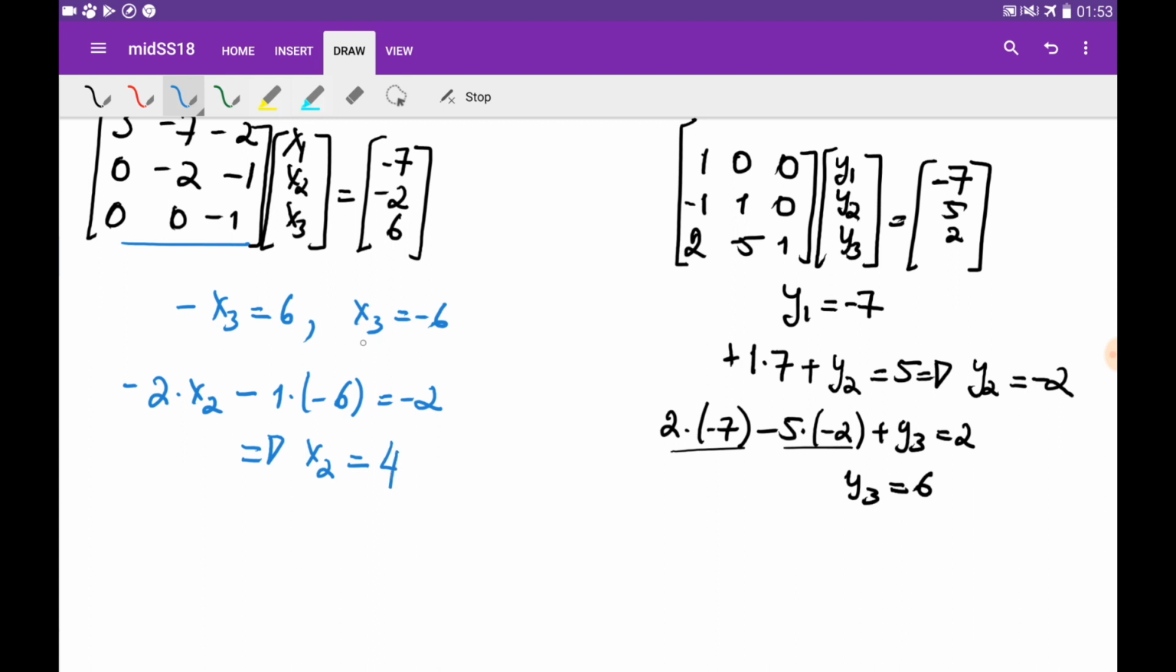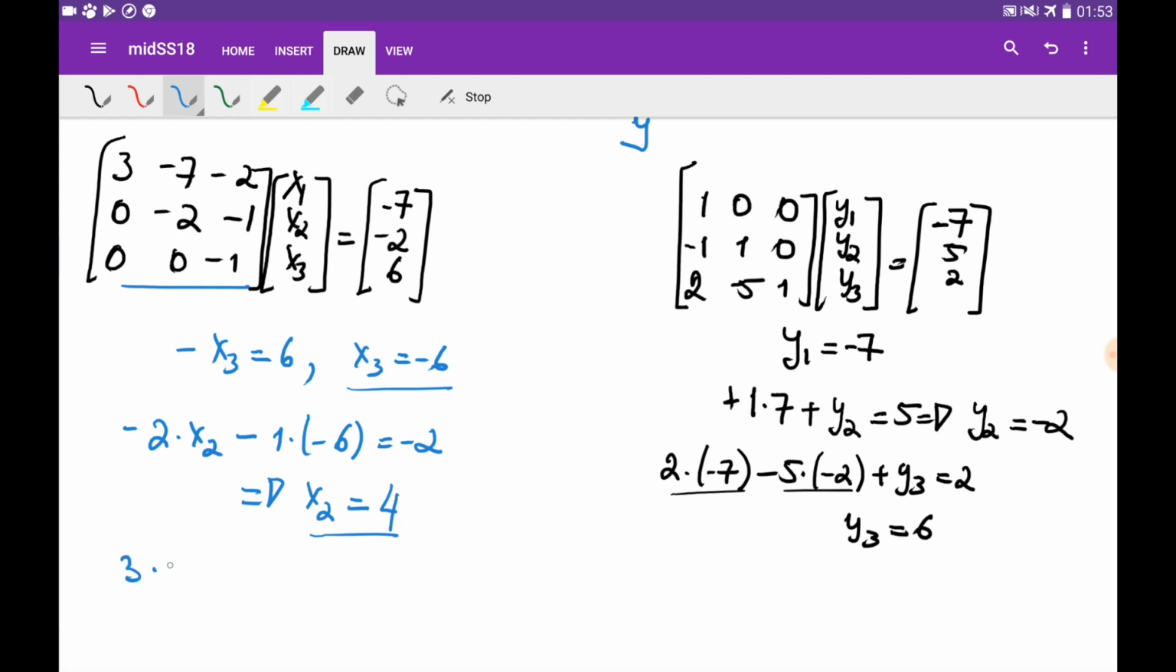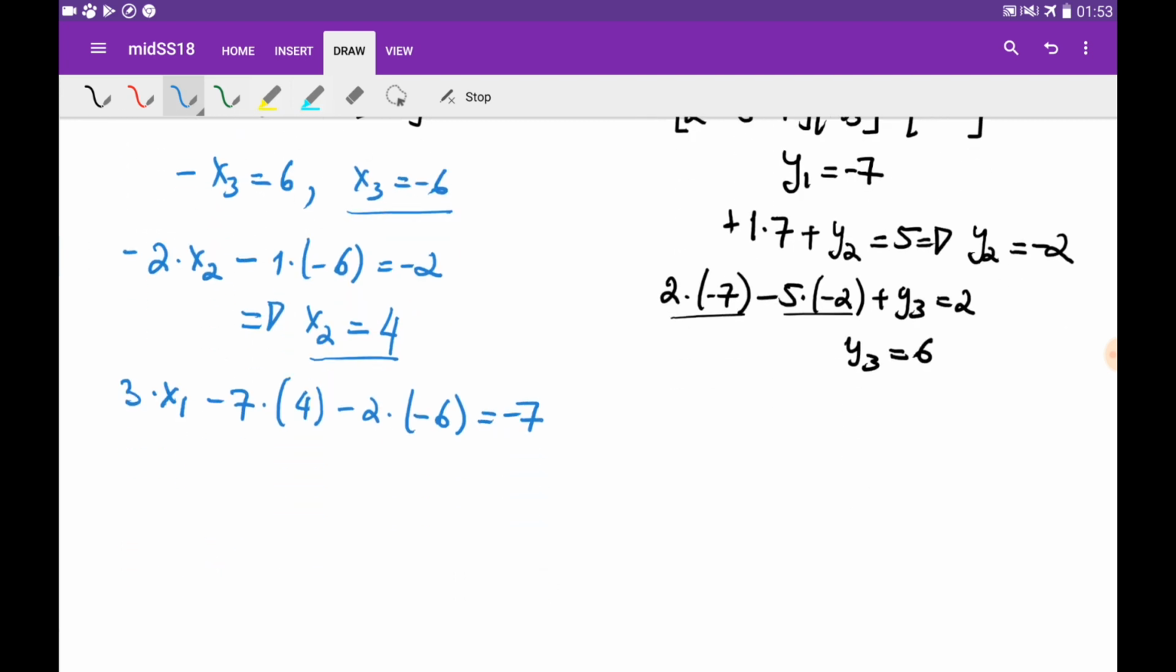Now we need to substitute x3 and x2 into the first equation, which is 3 multiplied by x1, minus 7 multiplied by x2, which is 4, minus 2 multiplied by x3, which is -6, is equal to -7. So what we obtain for x1 is 3. So the vector x has three components, x1, x2, and x3, which are 3, 4, and -6.